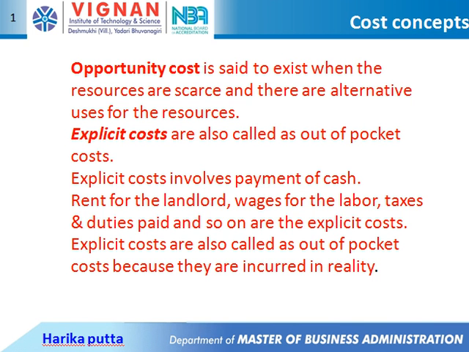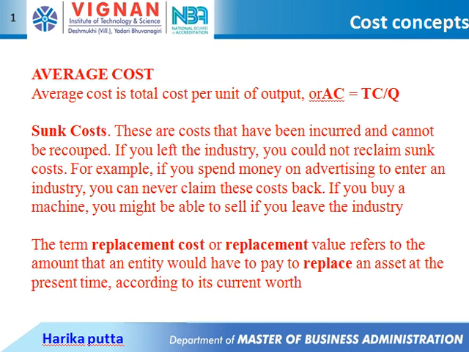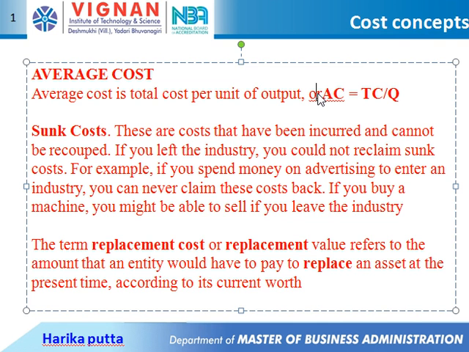Explicit cost. Explicit costs are otherwise called out-of-pocket costs, which involve payment of cash. Implicit cost does not involve payment of cash, but you will show it in the accounts. Average cost. What do you mean by average cost? Average cost is the total cost divided by the number of units produced, like average variable cost: variable cost divided by the number of units produced. Average fixed cost: fixed cost divided by the number of units produced. You know how to take the average, right?